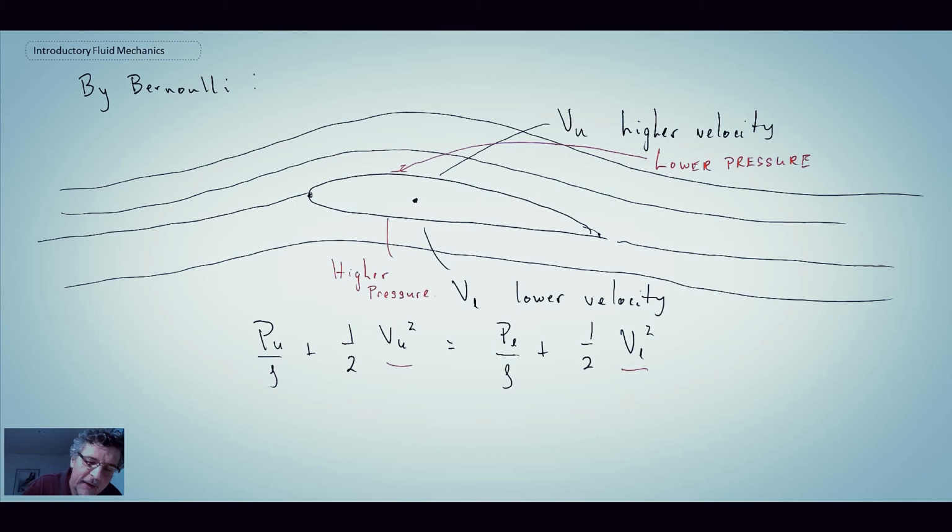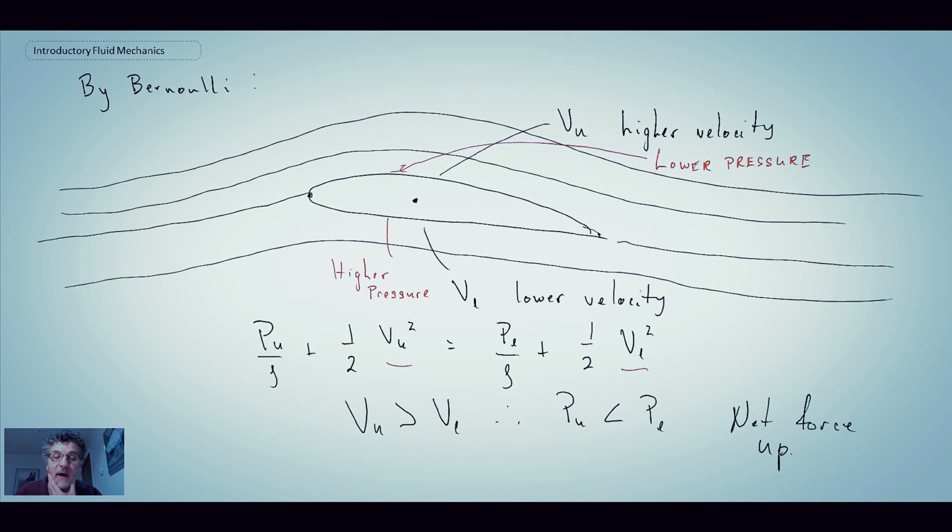Consequently we have a pressure differential, and that pressure differential is what results in the lift on the airfoil. So P upper is lower than P lower, and then we get a net force up. That results in the lift, and that's what we saw in the lift curve, the lift coefficient plotted as a function of alpha. So that is lift. We've looked at drag, external viscous flows, and that concludes the course.